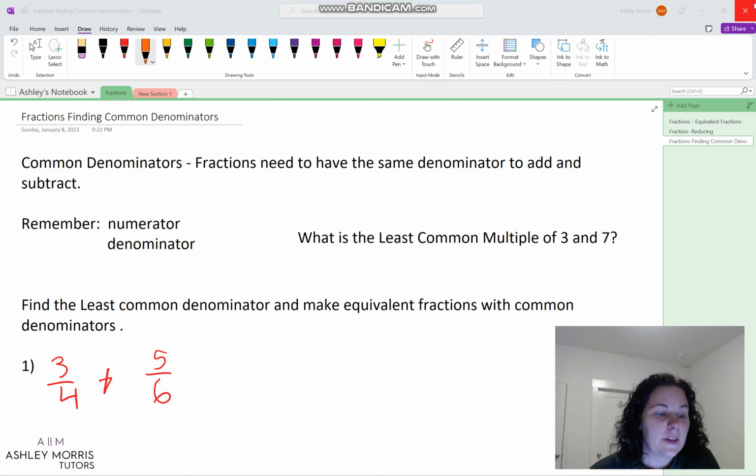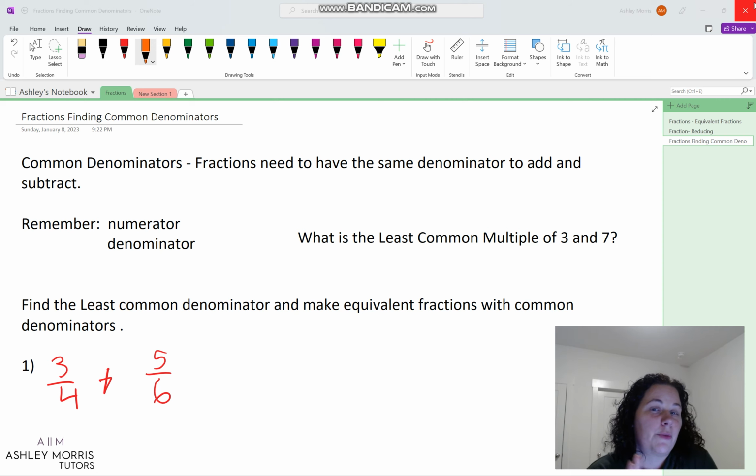In today's video, we're going to learn about finding common denominators. This is really important when you're adding and subtracting, but in this video, we're going to learn just how to find the common denominator, and then in other videos, we'll actually add or subtract. So common denominators are needed for adding and subtracting. It's where we take what we've got and we find equivalent fractions that have the exact same denominator.